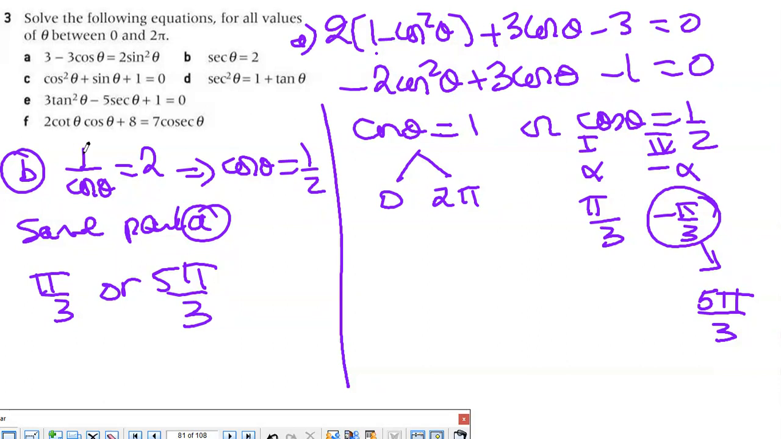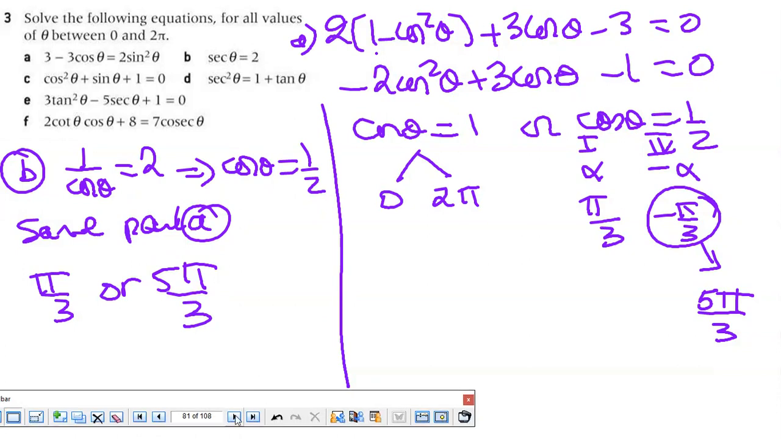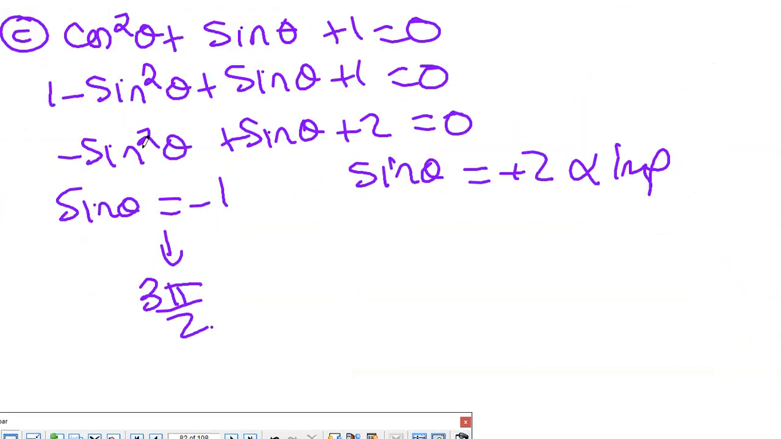B, secant, 1 over cosine, equal to 2. It means cosine is half. It's the same as this case. So pi over 3 or 5 pi over 3. Again here, cosine and sine. So I need to change one of them to be the same variable. So I'll change cosine as 1 minus sine squared. I get a quadratic equation. It gives me 2 roots, minus 1 and plus 2.